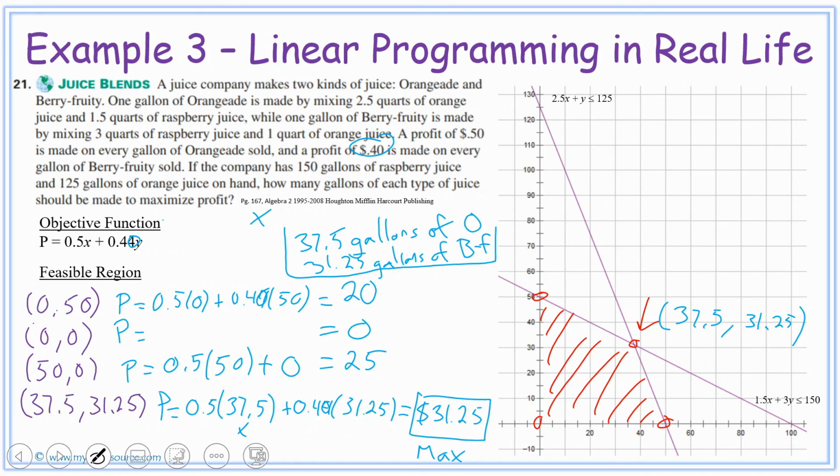All right, so if I got 37.5 gallons of orangeade with 31.25 gallons of berry fruity, it'll give me a maximum profit of $31.25. So if I worked at a juice company, I could get this information and tell them their maximum profits based off of the different amount of gallons of the juice mixtures they make. All right, so you can see with practice this becomes easy. Remember, start with your profits, your maximizations rather, or minimization, which I'll just say optimization, and work your way to your inequalities, graph them, substitute them back into the objective function, and you can get your final answer.